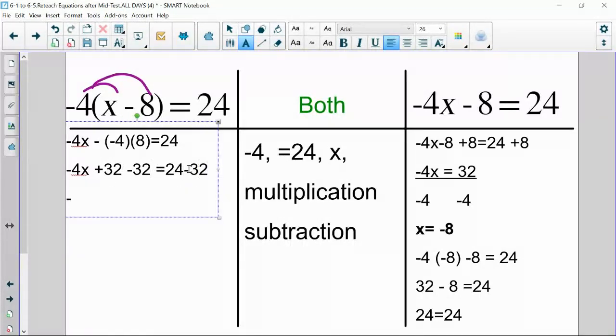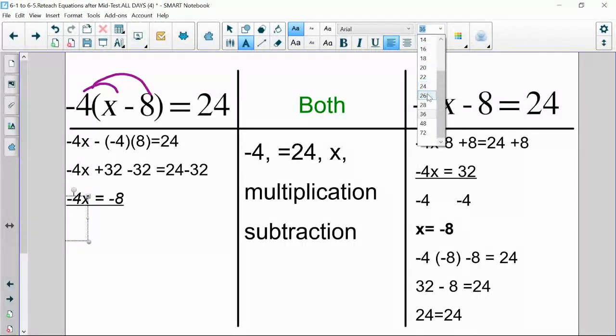So then I still have my -4x. That doesn't go anywhere yet. And 24 minus 32 actually is going to give me a -8 now, because remember, if I started with $24 but spent 32, my bank's going to yell at me that I am in the negative. Now, what are we dividing both sides by? We are going to divide both sides by that -4 so that it cancels out.